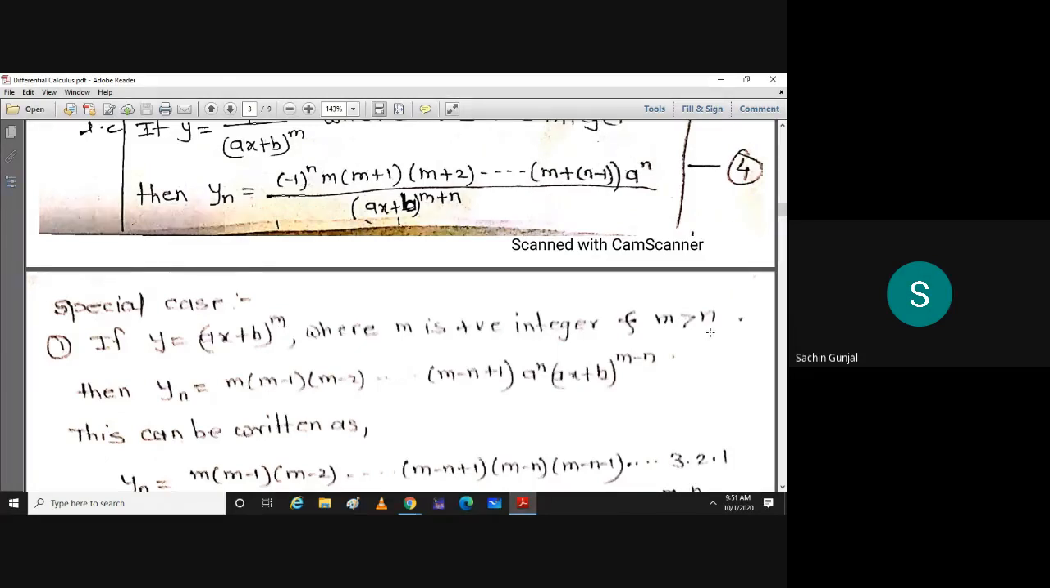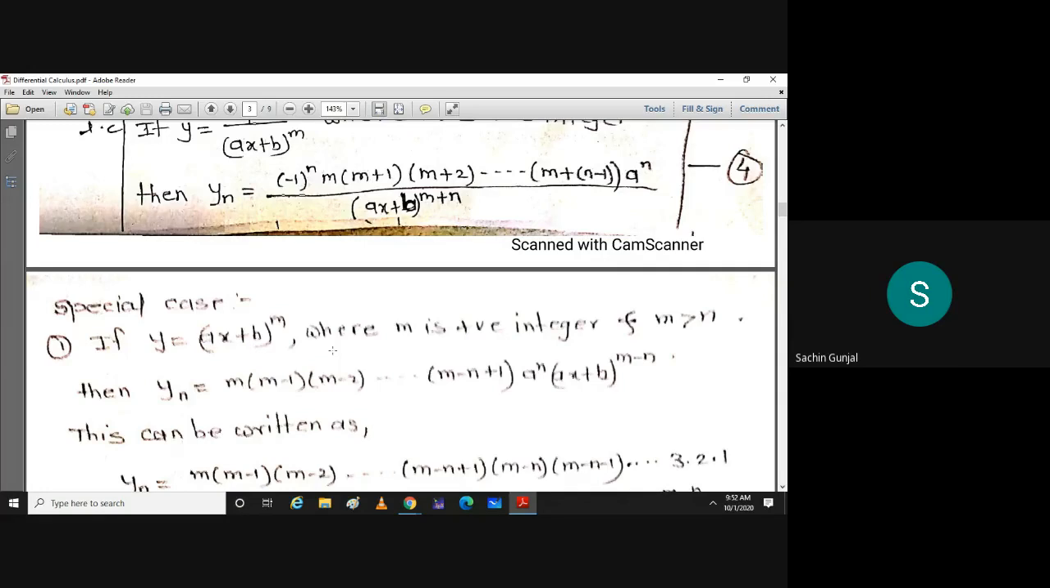So for every number 4, 5, 6, that derivative will come as 0. So this case is true for m greater than n. If the order of derivative is greater than its degree, then in that case the derivative will always be 0. Is that clear to everyone? Can you repeat once again? If the order of derivative, that means this n, is greater than the degree of this polynomial, then the derivative will be 0.